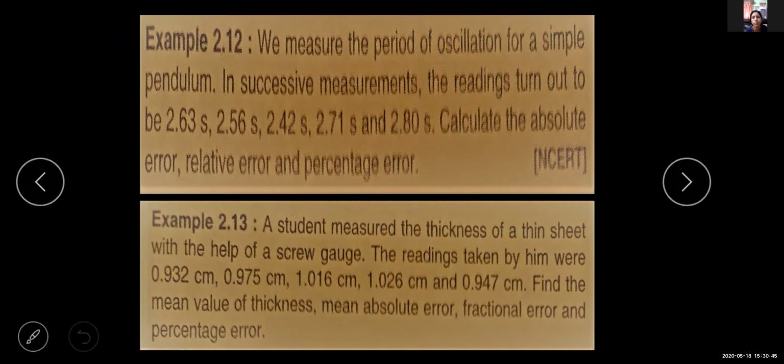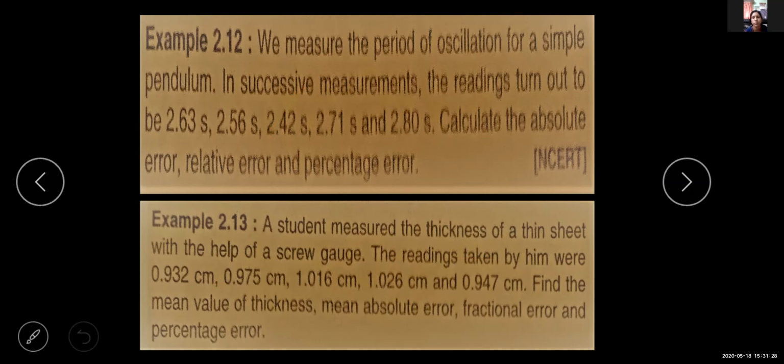Next question is given: a student measures the thickness of a seed with the help of a screw gauge. Readings taken by him were 0.932, 0.975, 1.016, 1.026, and 0.947 centimeter. Now find the mean value of thickness, mean absolute error, fractional error, or percentage error. So how to solve this question?